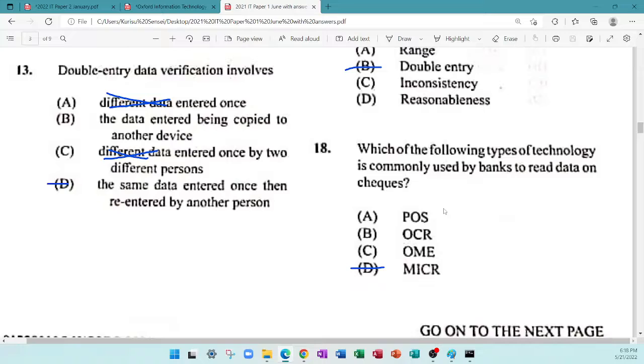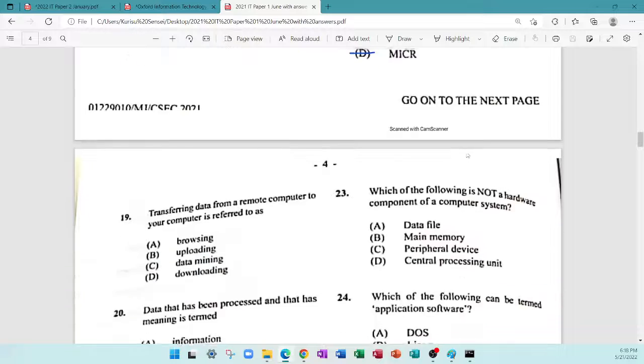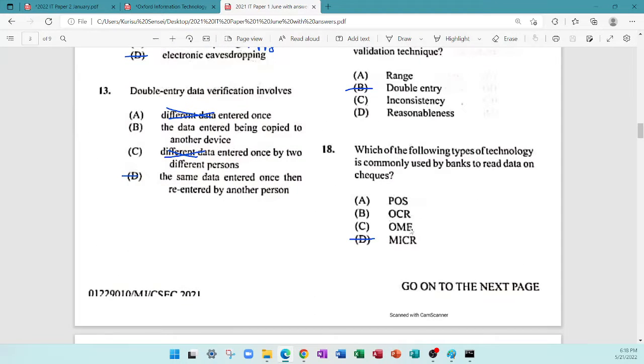OCR. Optical character recognition. Good, so that scans the characters. OMR. It can be optical magnetic something. Optical mark recognition. Good. Sorry, you said OME? The paper is incorrect, it's supposed to be OMR. Oh, you had me so fooled.